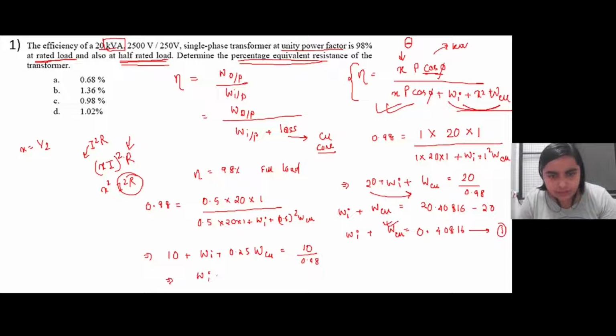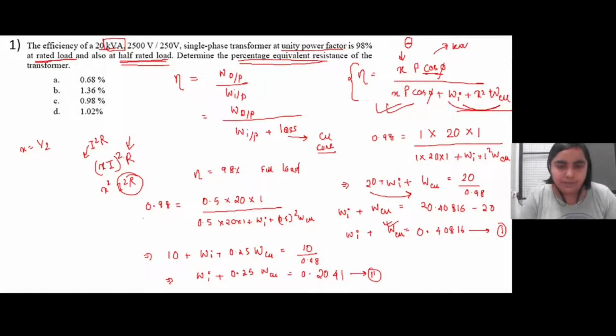So the second equation we will be getting from here. This comes out to be 10 divided by 0.98 minus 10. So it is 0.2041 kind of. This is your second equation. So from these two equations you can calculate the copper loss, right? So just subtract 1 from 2.